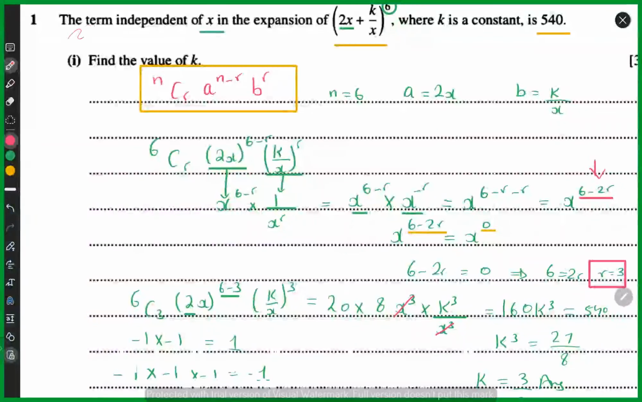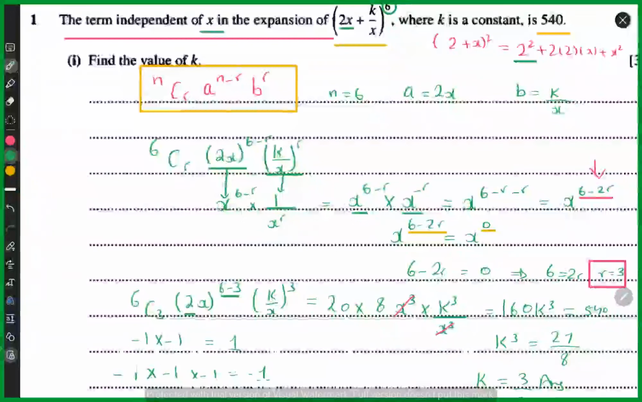This basically said the term independent of x in the expansion. Now you know that when we expand, for example, if let's say I have 2 plus x whole squared, so when I expand, this is 2 squared plus 2 into 2 into x plus x squared. This is what I get. Okay, so which term is independent of x? This first one. Why is it independent of x?